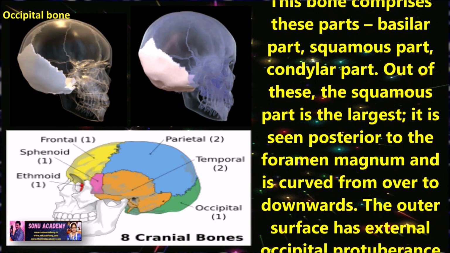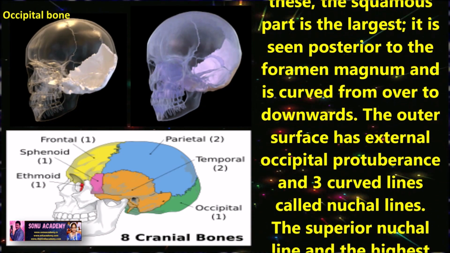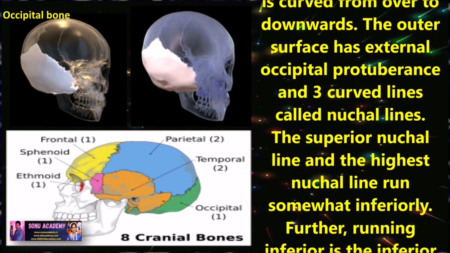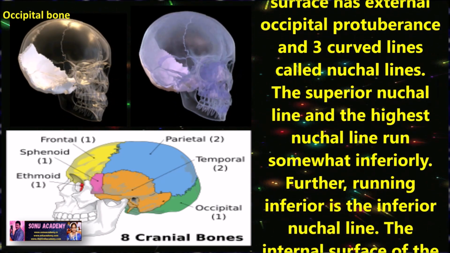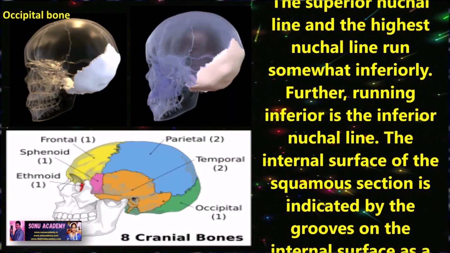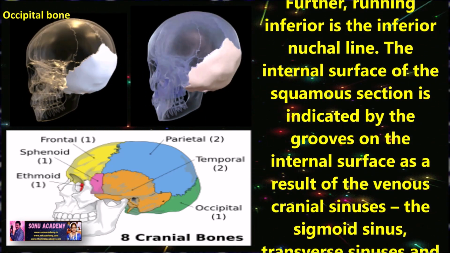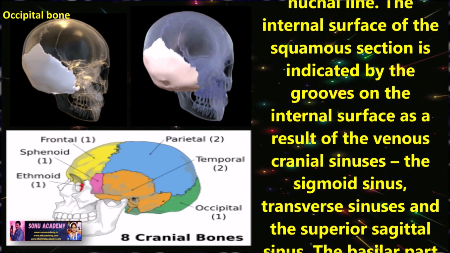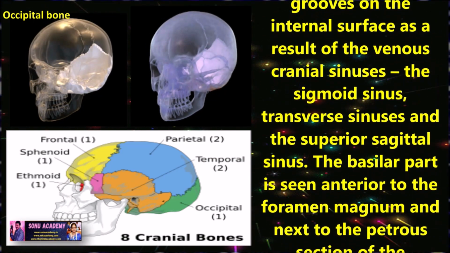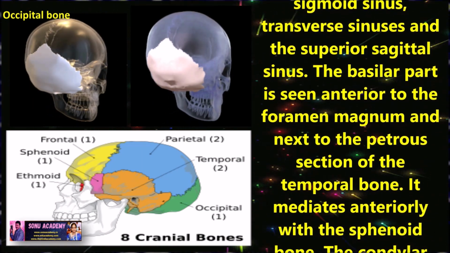It is seen posterior to the foramen magnum and is curved from above to downwards. The outer surface has the external occipital protuberance and three curved lines called nuchal lines. The superior nuchal line and the highest nuchal line run somewhat inferiorly. Further running inferior is the inferior nuchal line. The internal surface of the squamous section is marked by grooves as a result of the venous cranial sinuses: the sigmoid sinuses, transverse sinuses, and the superior sagittal sinus.